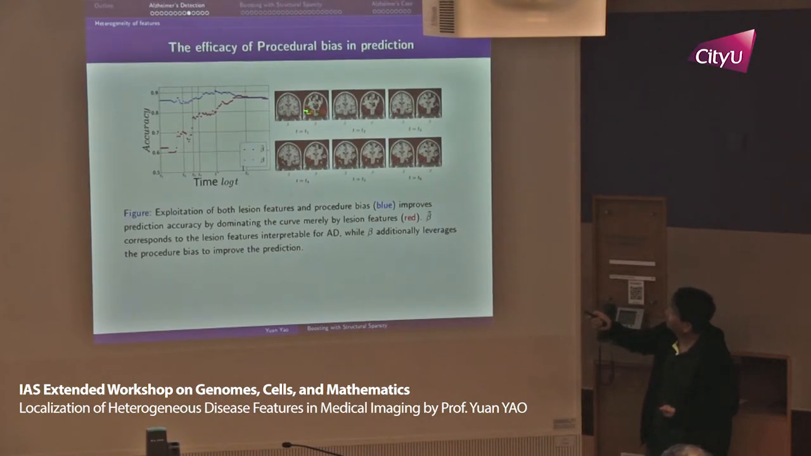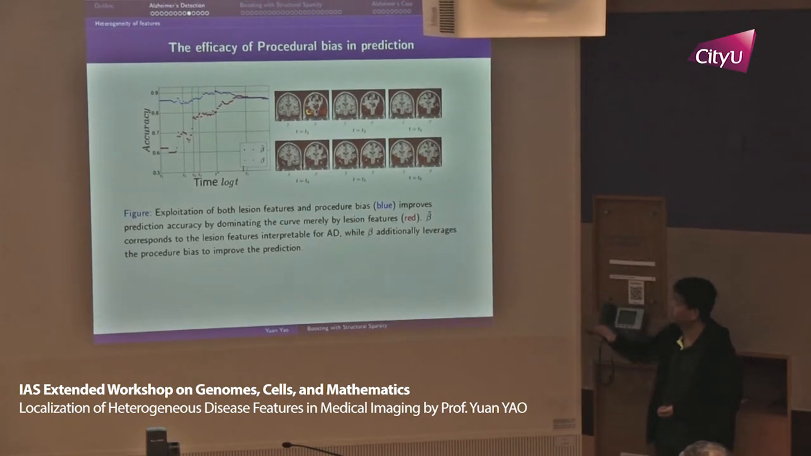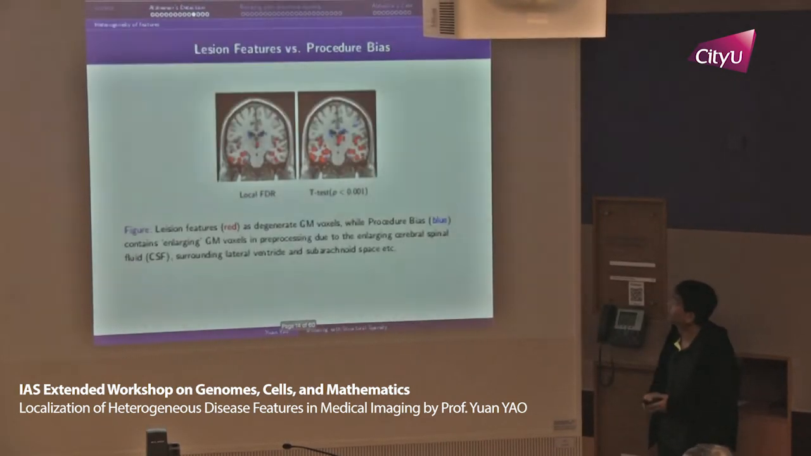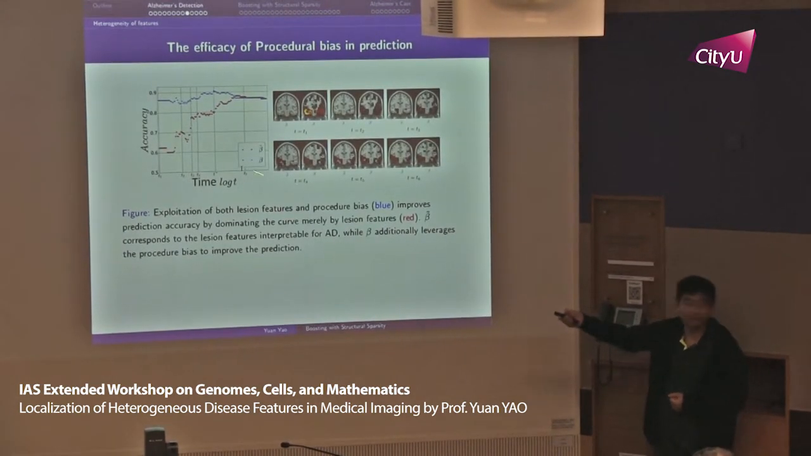Usually, if you start from this point, the clustered area in the hippocampus and thalamus will be the lesion features. Doctors are happy to see that. However, there are some features scattered very sparsely, but scattered around those areas with CSF. Those are the procedure bias features we captured. That indeed helps a lot with this prediction. And what does the time axis refer to? Oh, I will tell you soon about this algorithm.